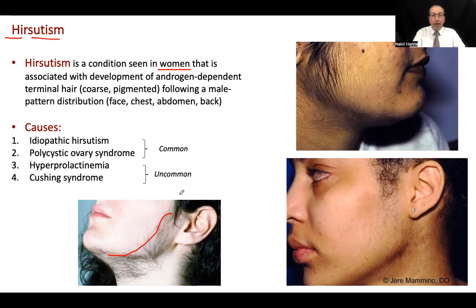And the most common cause of hirsutism is idiopathic. The second most common cause is polycystic ovary syndrome. So these 2 causes are the most common causes of hirsutism. Less common causes of hirsutism are hyperprolactinemia and Cushing syndrome.